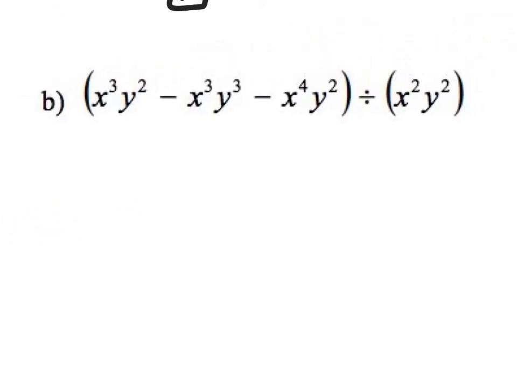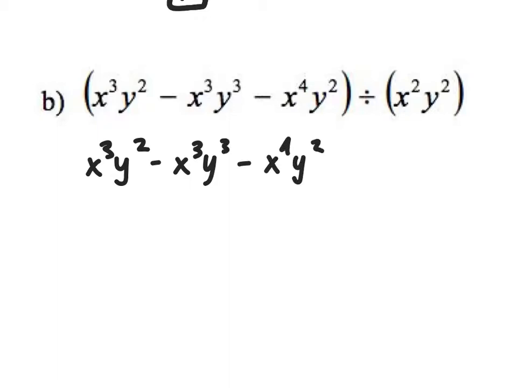Now this one should be a little bit easier, and I'm going to skip my steps. I'm not going to show every step on this one, but I'm going to rewrite this so it makes a little bit of sense, because I have this polynomial divided by this number. Now what I have is this. I'm going to write this as x cubed y squared minus x cubed y cubed minus x to the 4th y squared divided by x squared y squared.